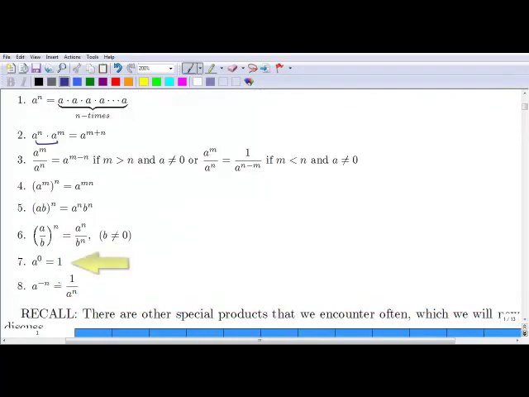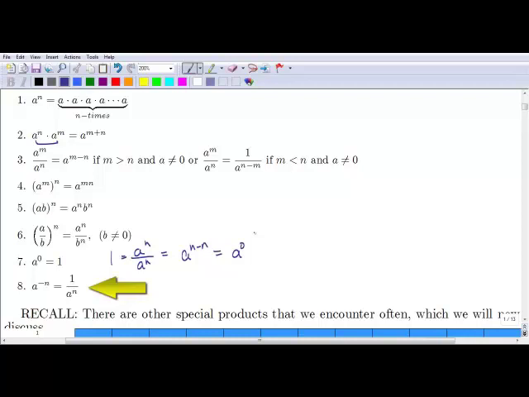The last two here, we know that anything to the 0 power is 1. You can think of it this way. If you have a to the n divided by a to the n, well, anything divided by itself is 1. And if you use that law from number 3, you subtract the exponents, you get a to the n minus n, which is a to the 0. So that is why anything to the 0 power is 1.